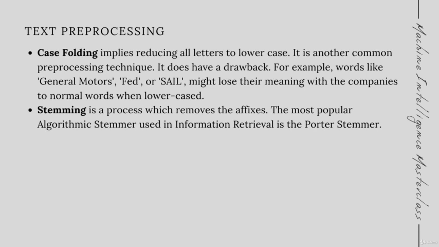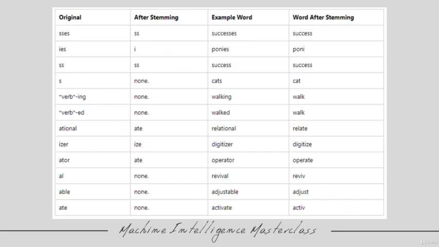The most popular algorithmic stemmer used in information retrieval is the Porter stemmer, which has been used since the 70s. It produces stems, not words, makes several errors, and is difficult to modify. This table gives a couple of examples of how the Porter stemmer works.